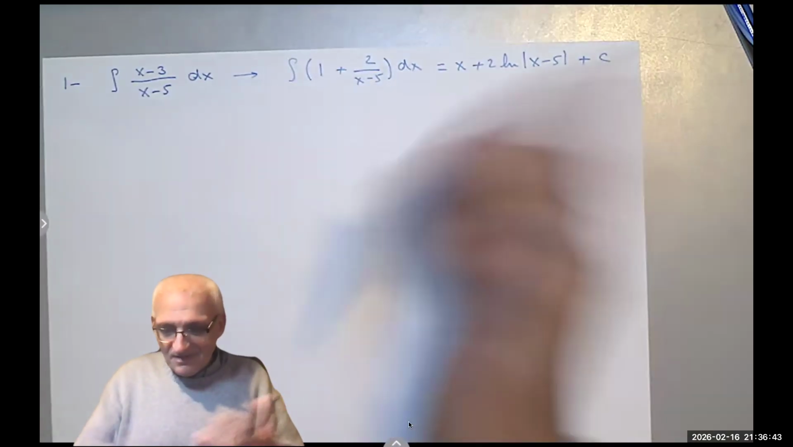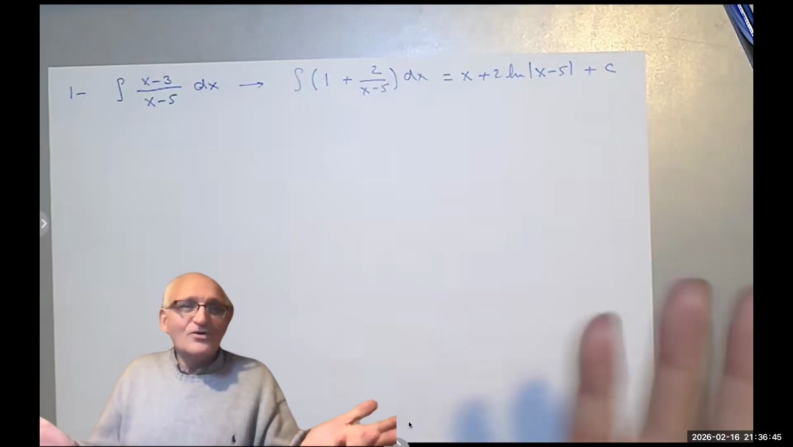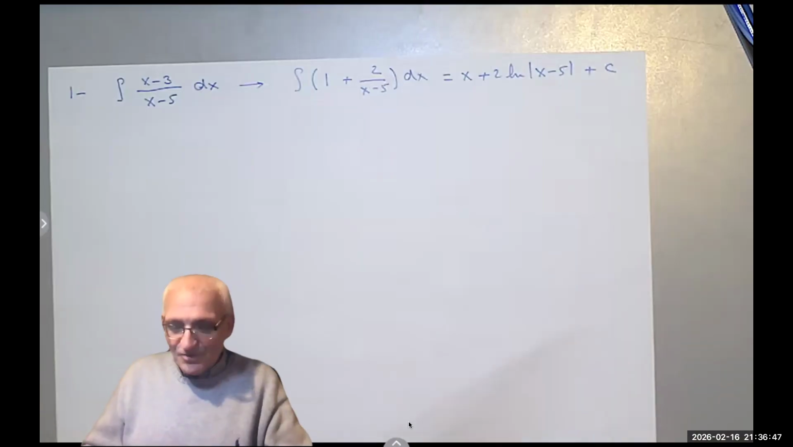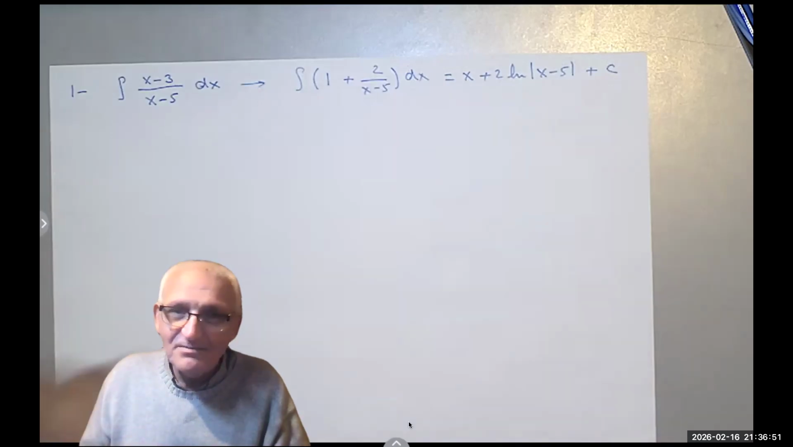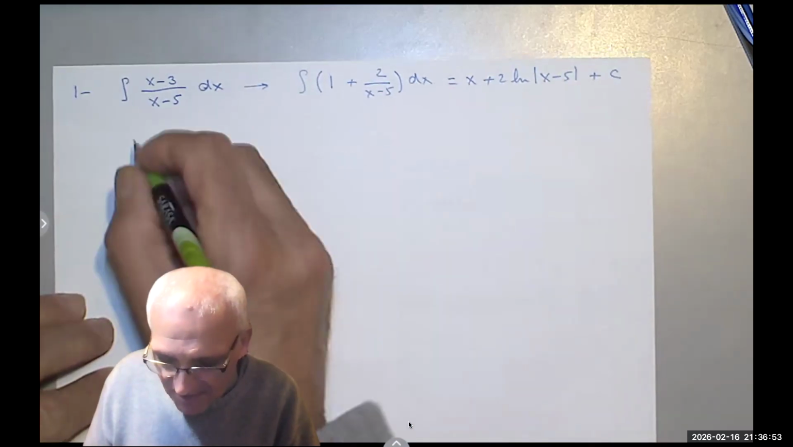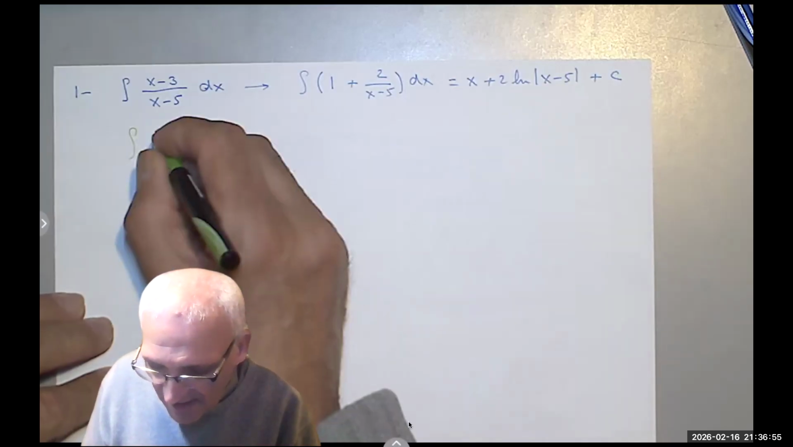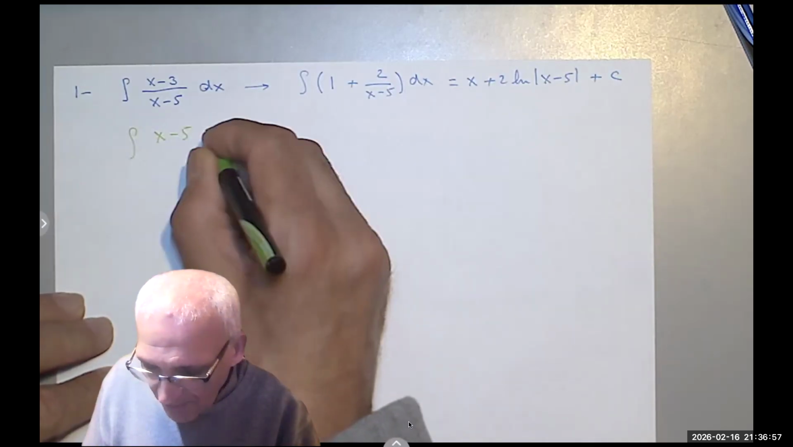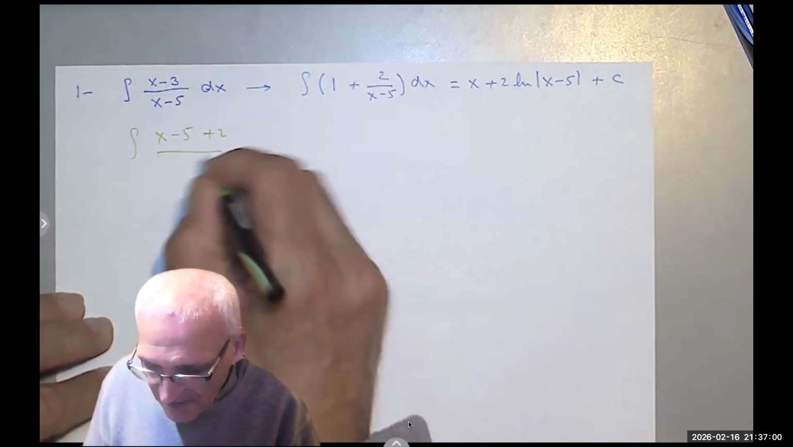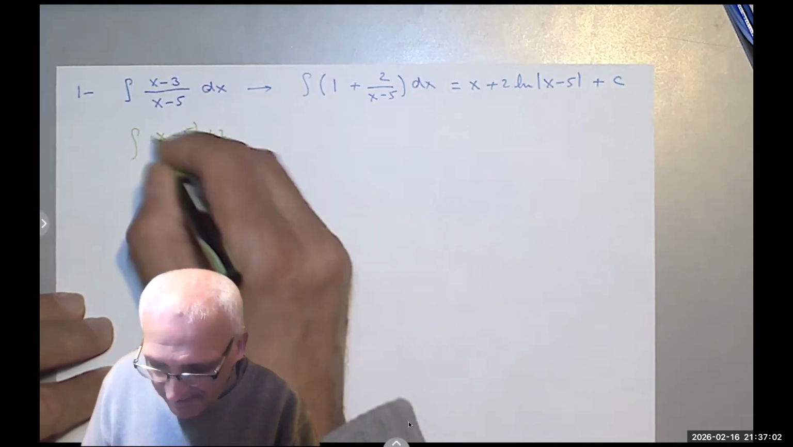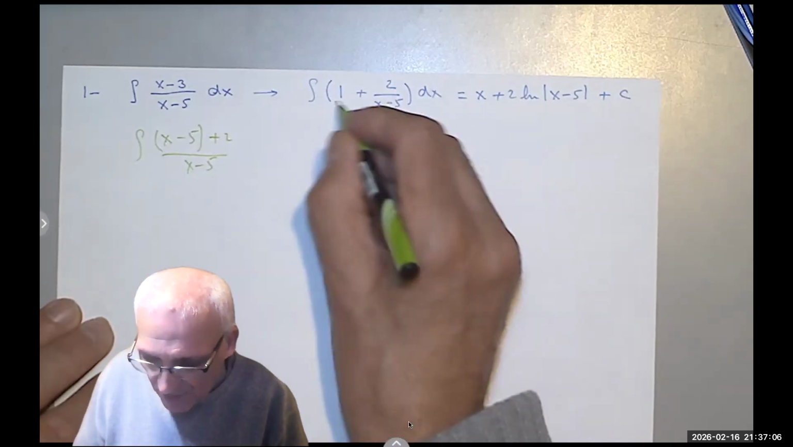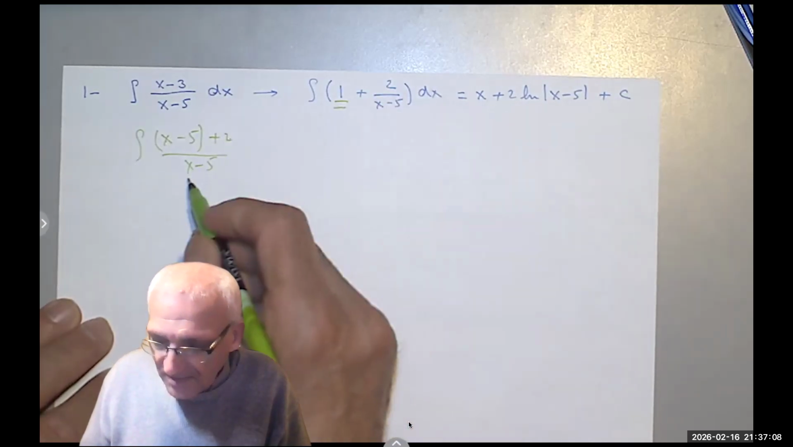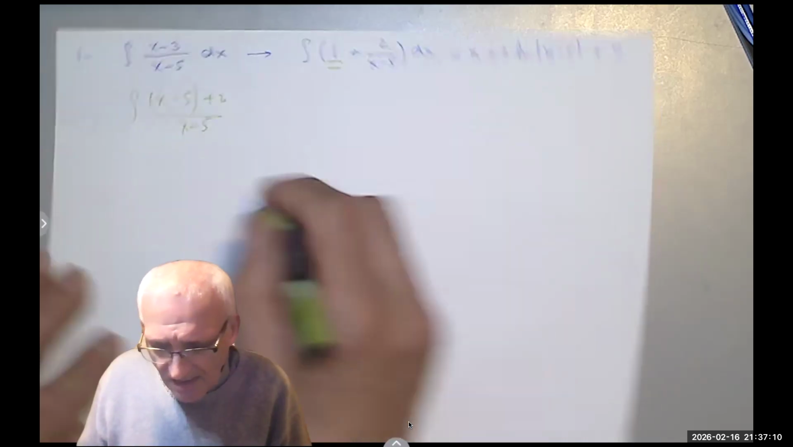It's a difference of 2 more. The numerator is 2 more than the denominator, so you can write it as, again, which is the same, and maybe it will take more time, but just to show it to you, we can say x minus 5 plus 2 over x minus 5. So that this becomes x minus 5 over x minus 5, that's the first one, plus 2 over x minus 5, which is the second one.